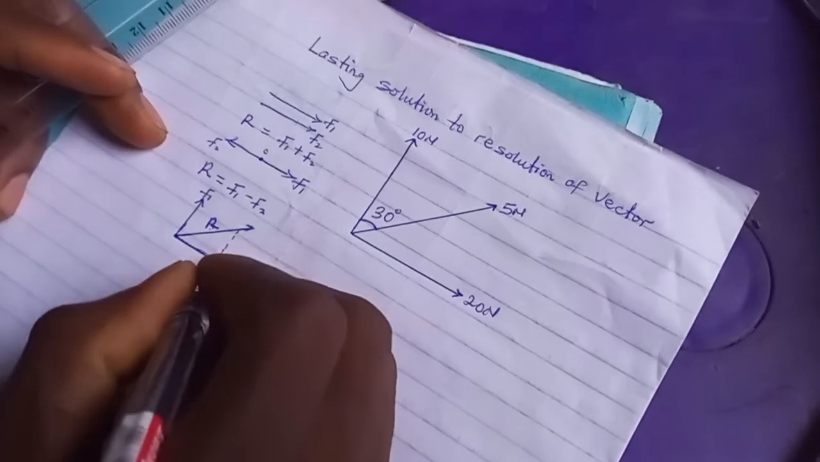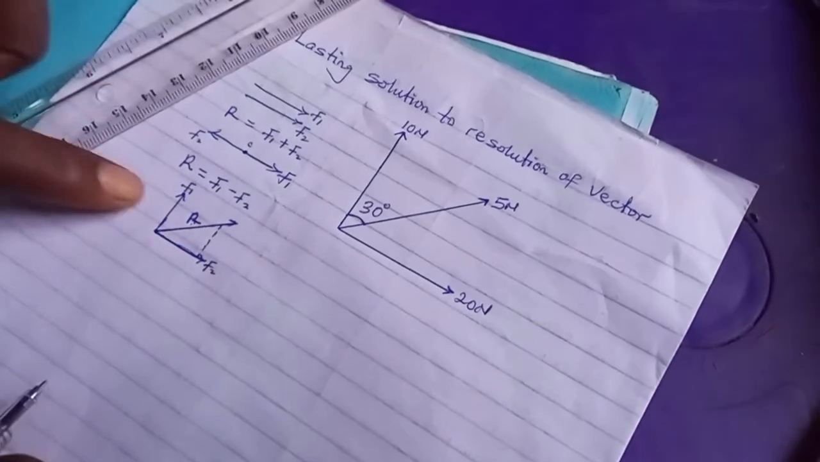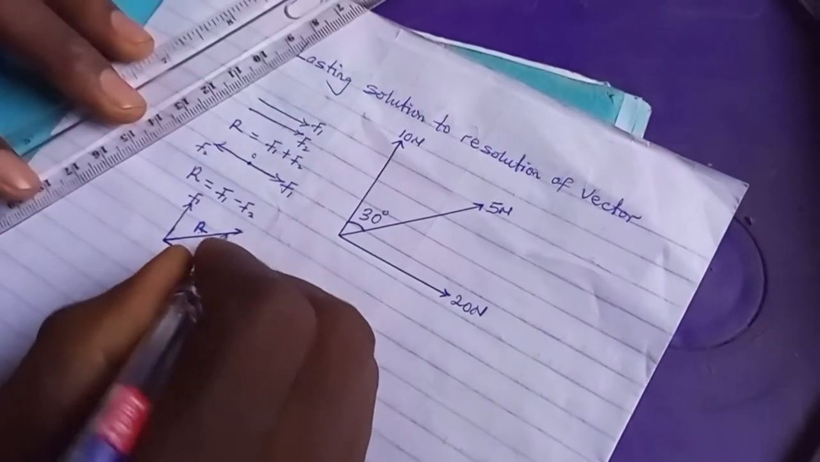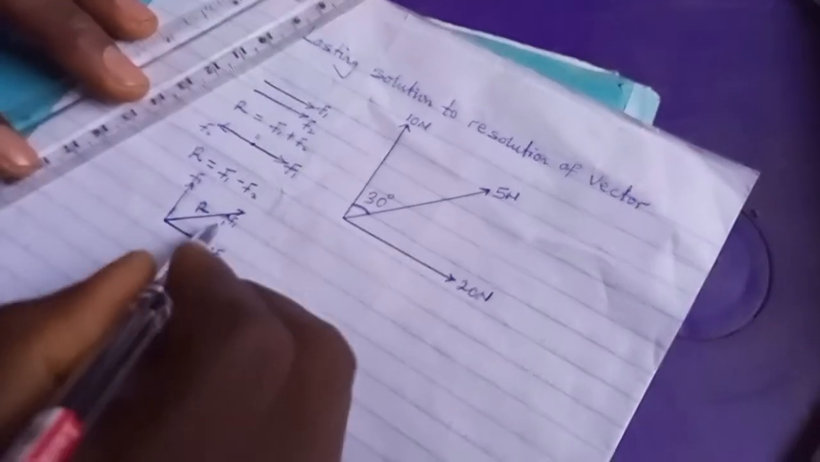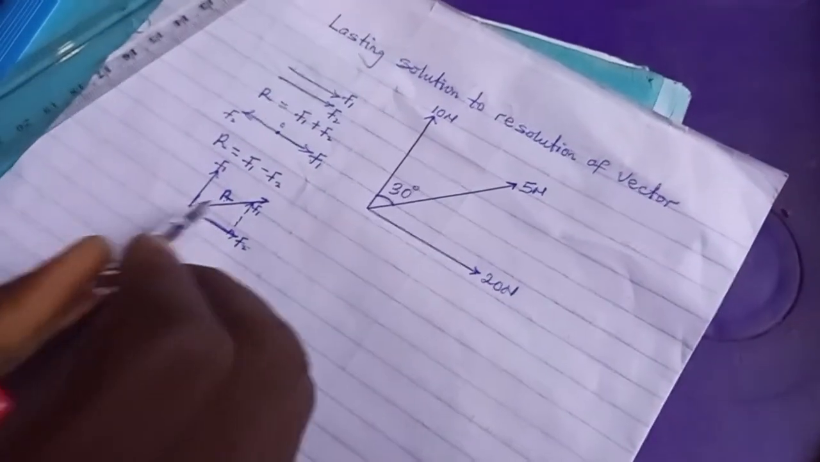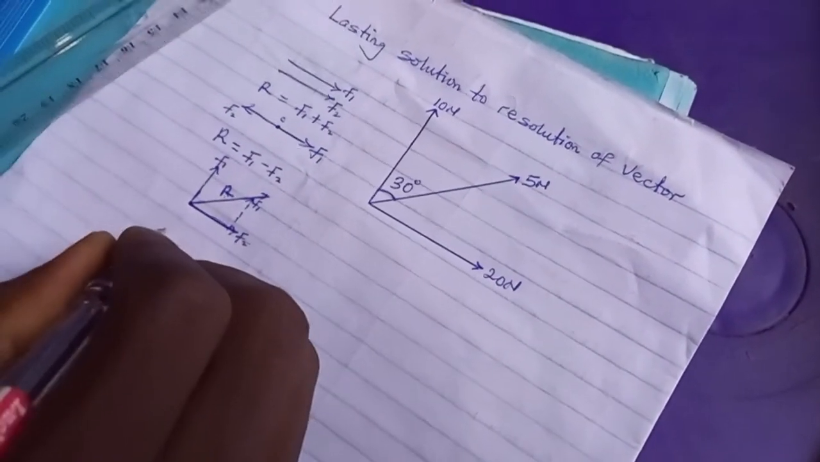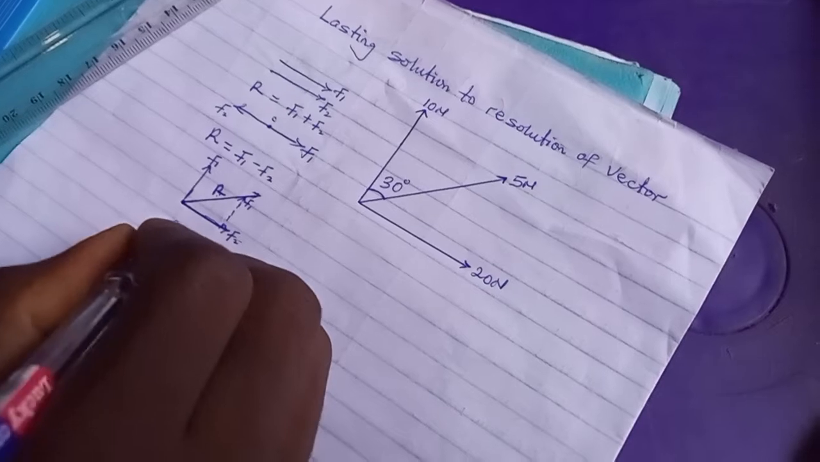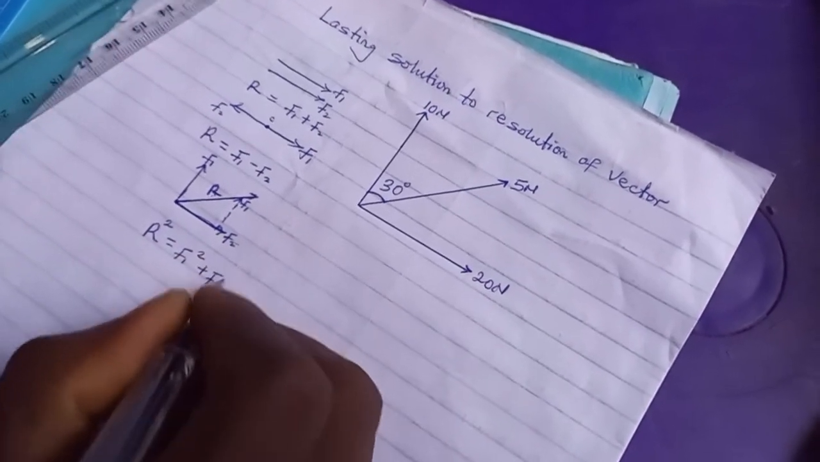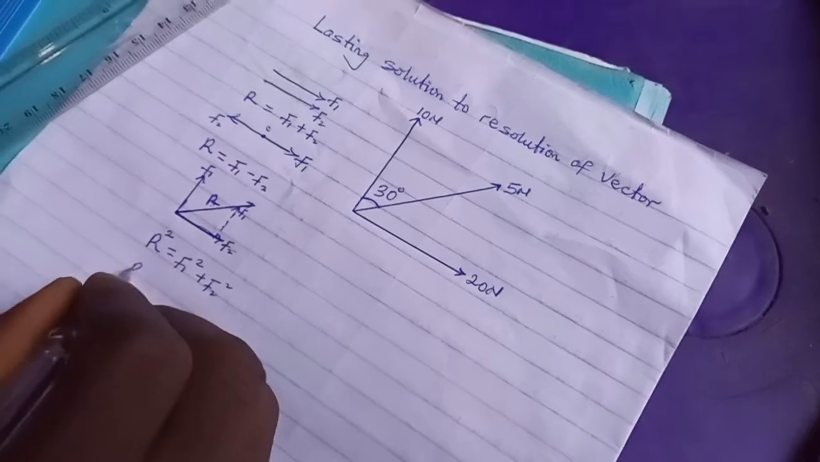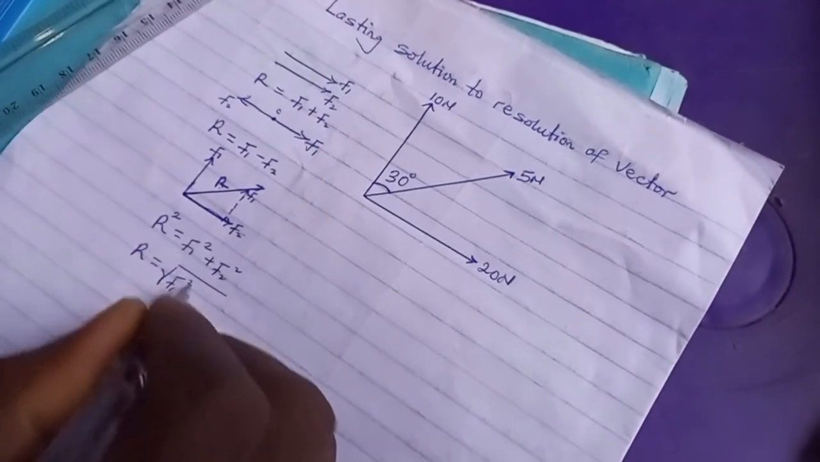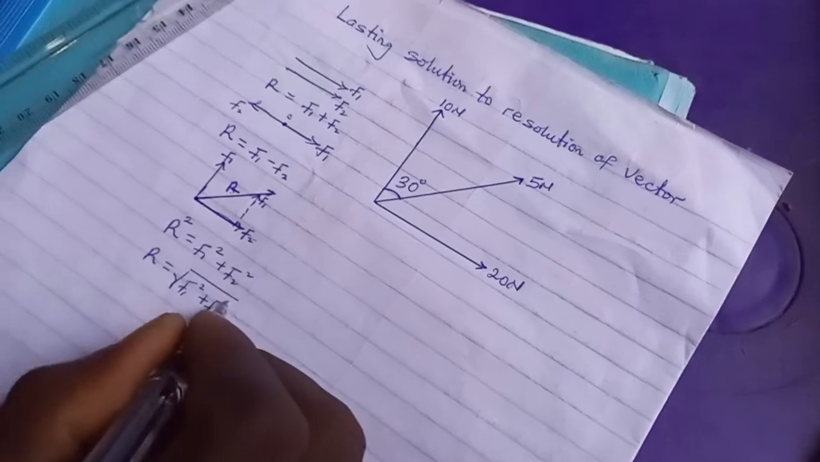here. We are using a dotted line to indicate that it is this force we are referring to and this is not its original position. So we have the force F1 here. This is our F1, this is our F2, meaning that using Pythagoras theorem, we will be able to get our R, which implies that R squared is equal to F1 squared plus F2 squared. In that case, our R is equal to the square root of F1 squared plus F2 squared.